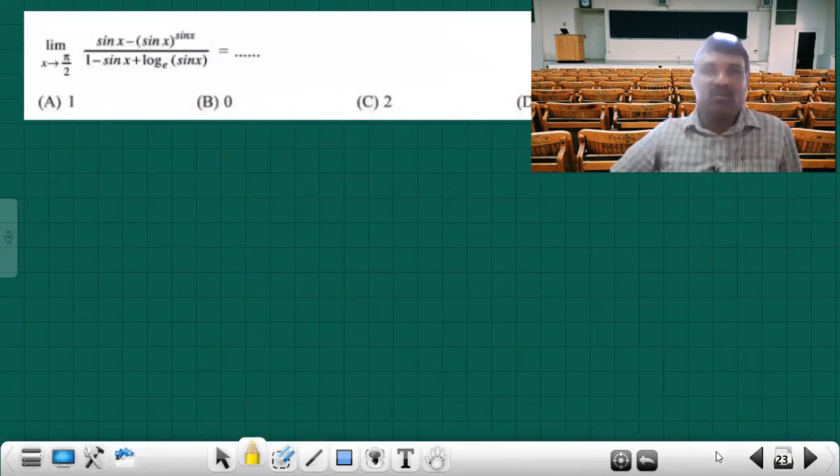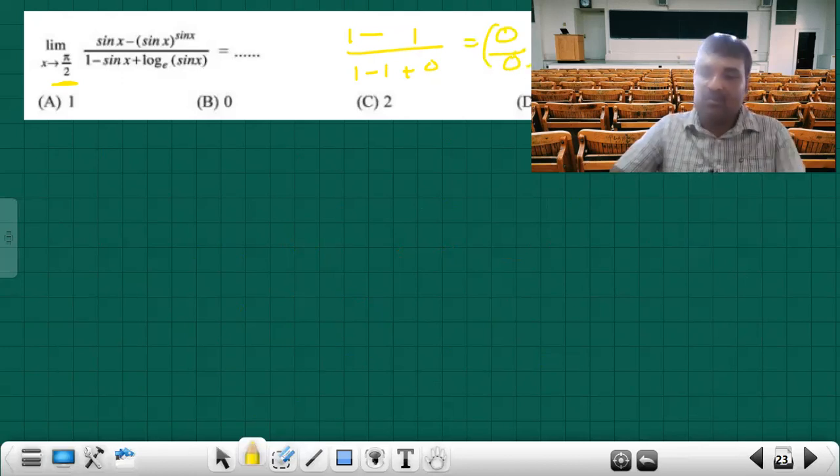Now we have a problem with sin x, right? Limit x tends to pi by 2 of sin x raised to 1 divided by 1 minus sin x plus log of sin x. Here sin pi by 2 is 1, so 1 raised to 1 is 1, divided by 1 minus 1 plus log sin pi by 2, log 1. Log 1 is 0. So that is again 0 by 0 form.